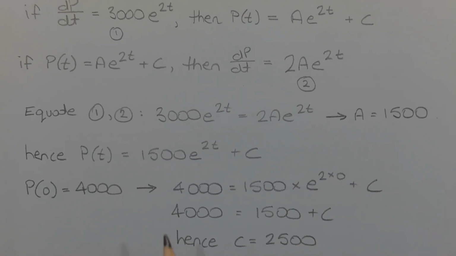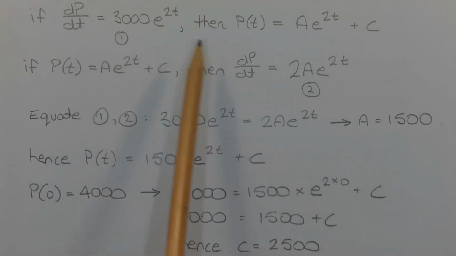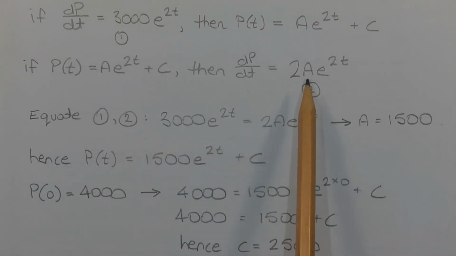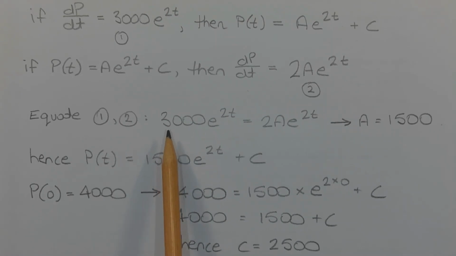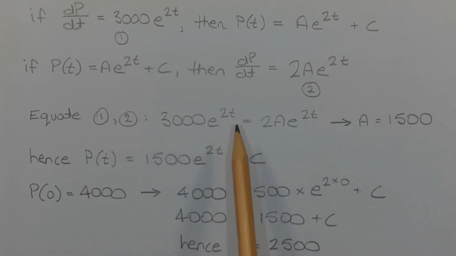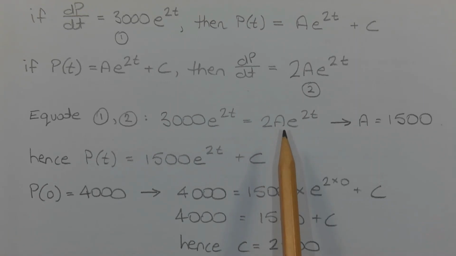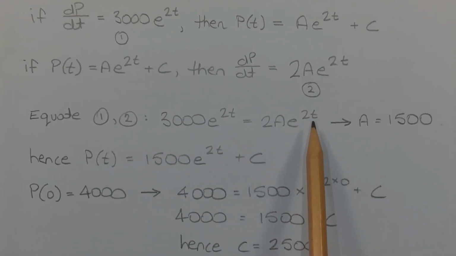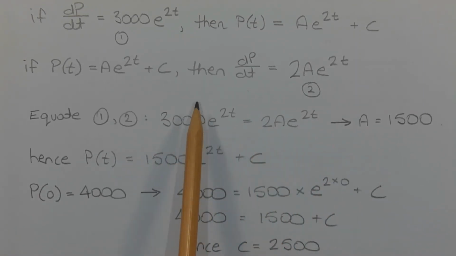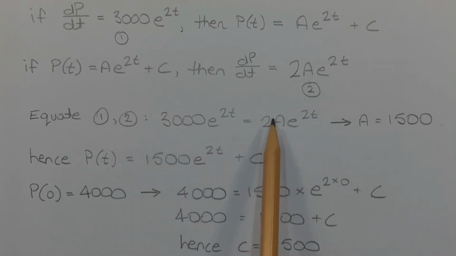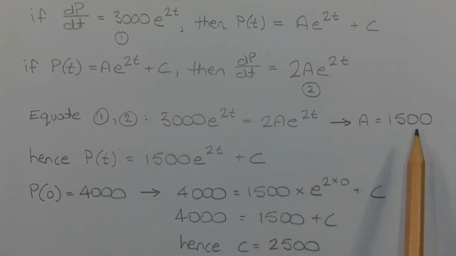Moving on. If we equate equations 1 and 2, in other words, let these two expressions be equal to each other, we can find the value of a. In other words, 3000 times e to the power of 2t is equal to 2 times a times e to the power of 2t. So if we equate the coefficients, this 3000 must be equal to 2a, which means a must equal 1500. Hence, P of t is equal to 1500 times e to the power of 2t plus c.